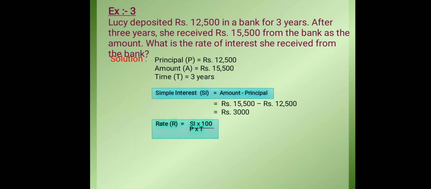Now, what do we have to find? We have to find the rate. Here, rate is equal to SI, that means simple interest, multiplied by 100 divided by P into T. So, here 3,000 multiplied by 100 divided by 12,500 multiplied by 3. So, the answer is 8%. So, here the rate of interest is 8% per annum.